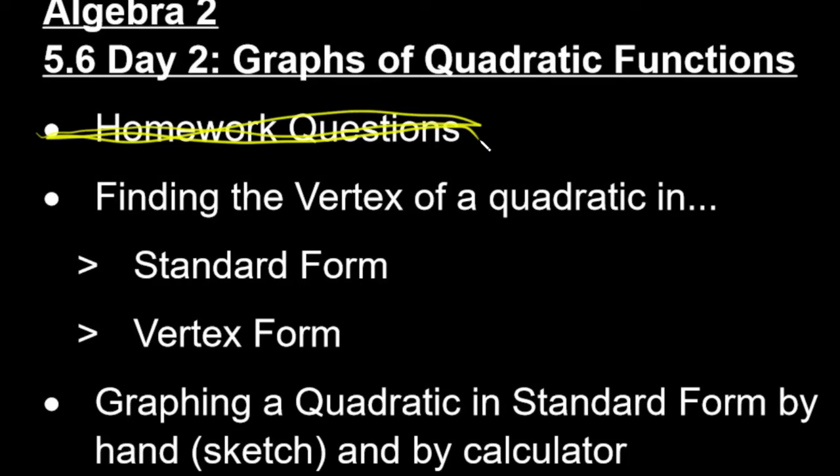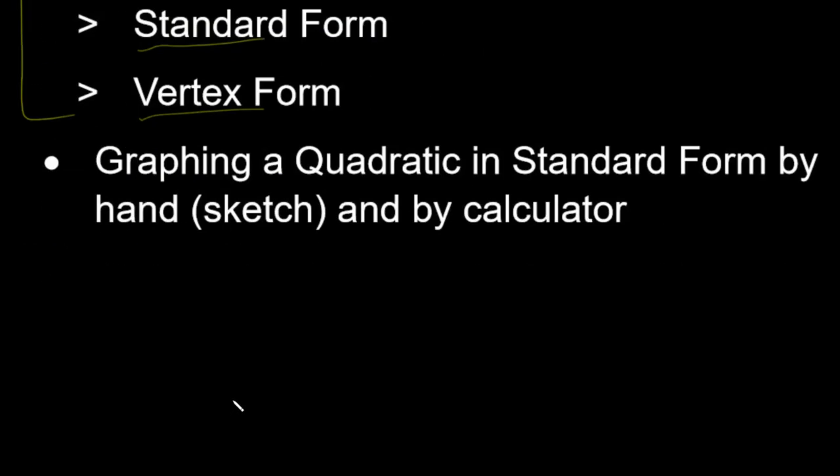Then we're going to find the vertex of a quadratic when it's in standard form and when it's in vertex form. That's very helpful. If we know how to find the vertex right away, then we can give a rough sketch really quickly, right? So next, we're going to learn how to graph a quadratic in standard form by hand and by calculator. So here we go.